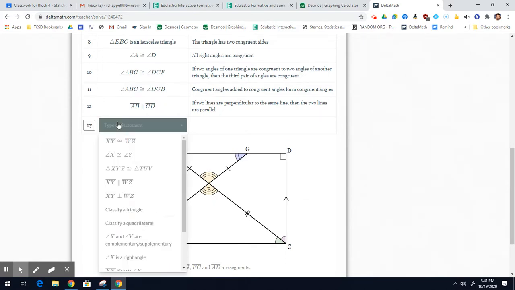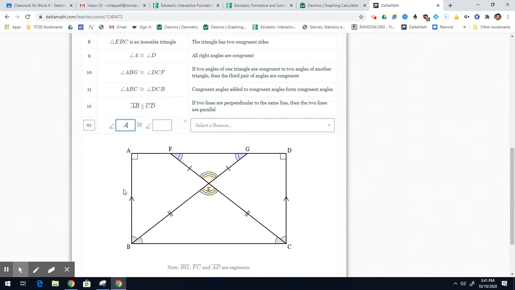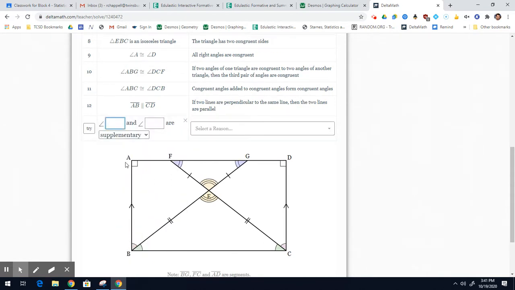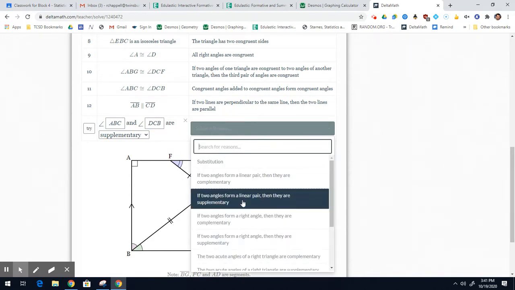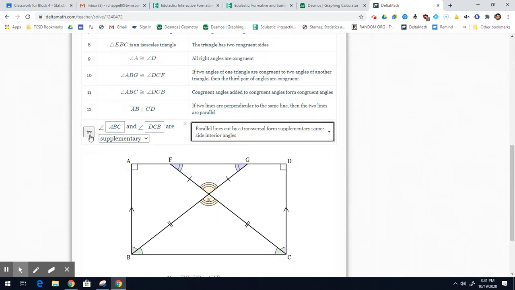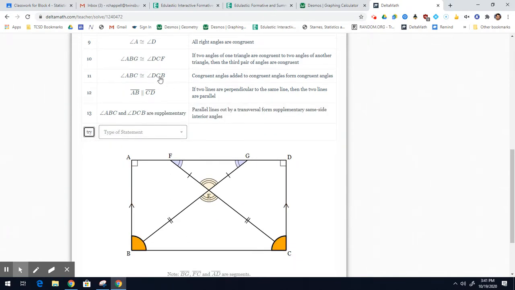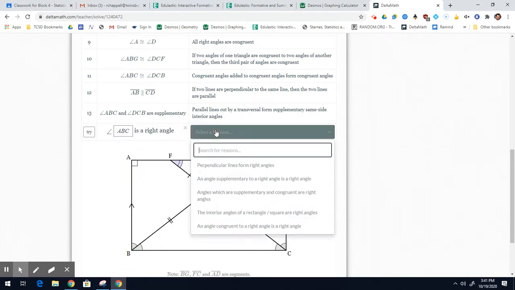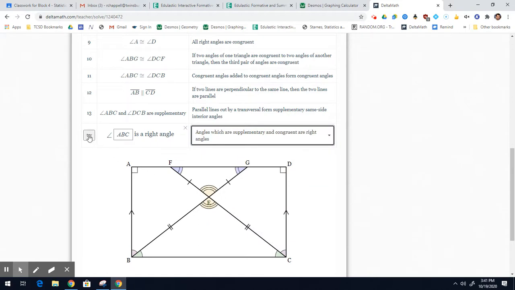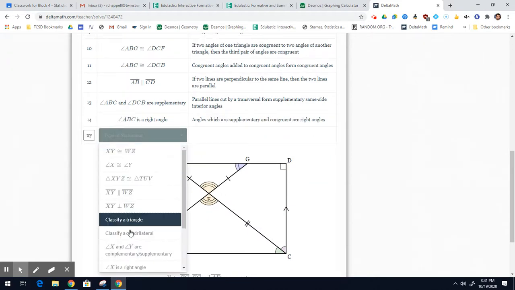So now I can say that angles ABC and DCB are not congruent, that they are supplementary. Angle ABC and angle DCB are supplementary. And that's because you have parallel lines cut by a transversal, same side interior angles are supplementary. But we also said that they're congruent up here. So if two angles are supplementary and congruent, then they're each a right angle. So angle ABC is a right angle, and so is DCB.